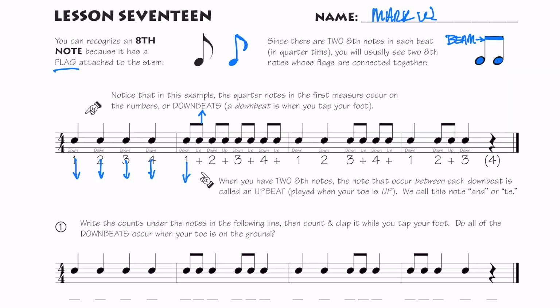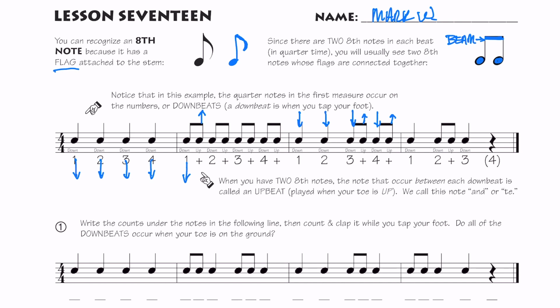Anytime that I have quarter notes, those are going to, right now, fall on the downbeats. Anytime that I have eighth notes, the first one falls on a downbeat, or the number, and the second one falls on the upbeat, or the and, or te.